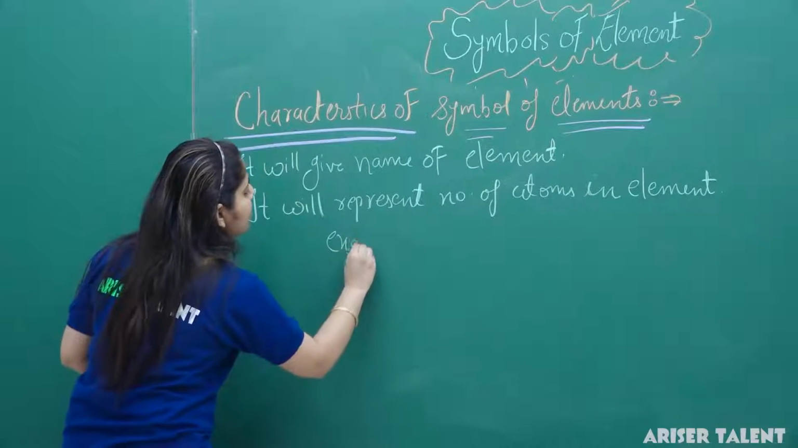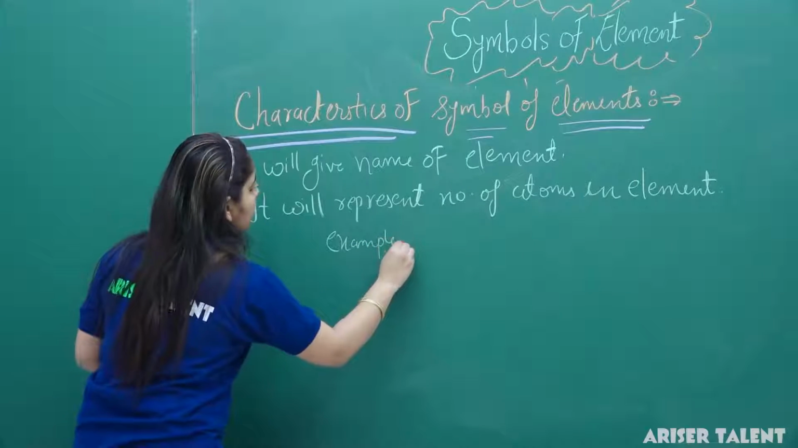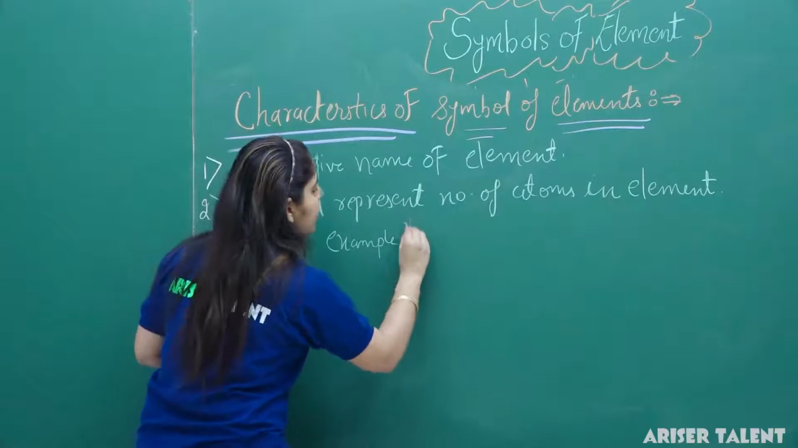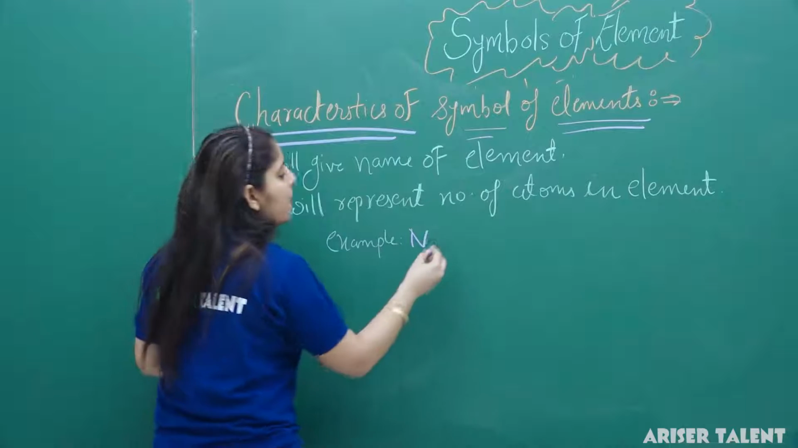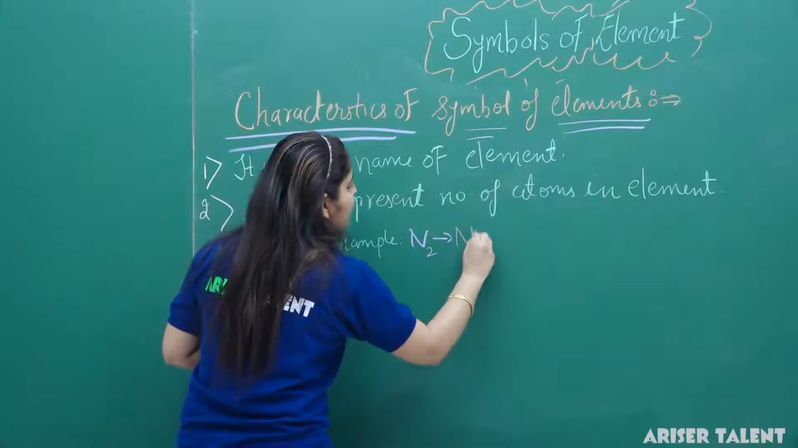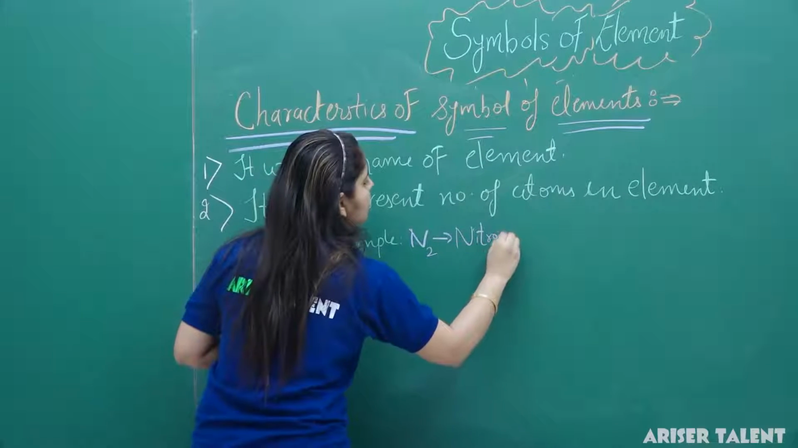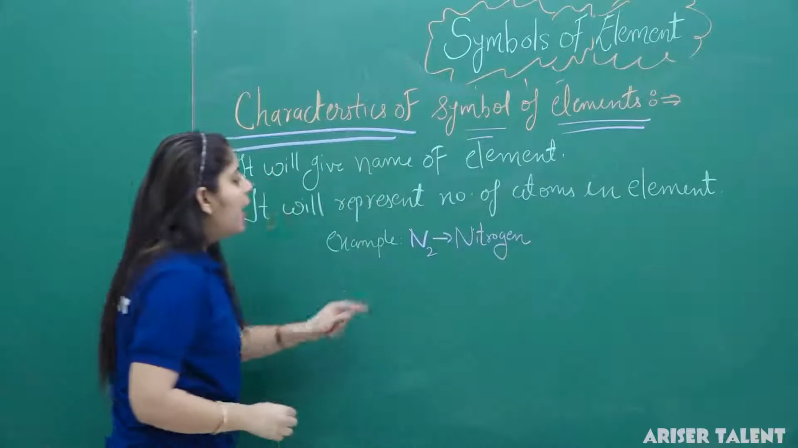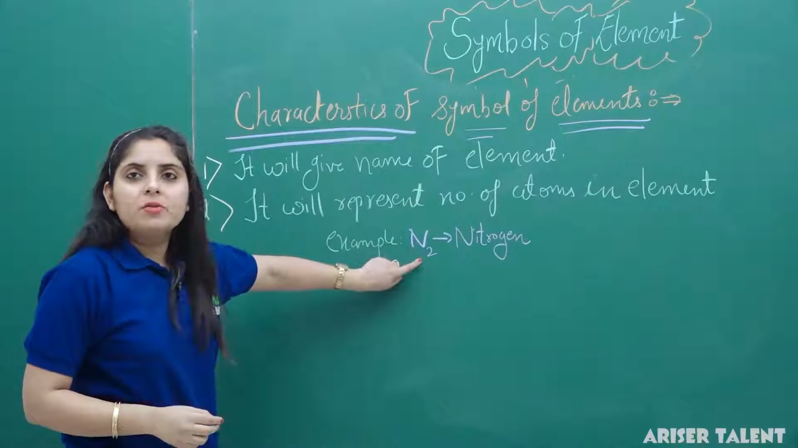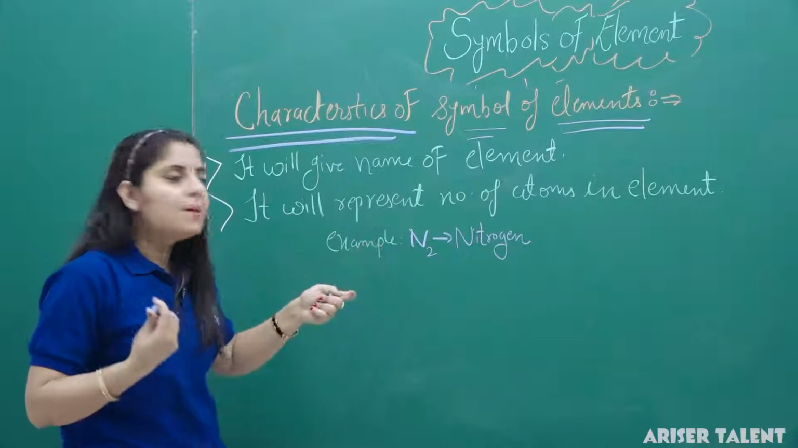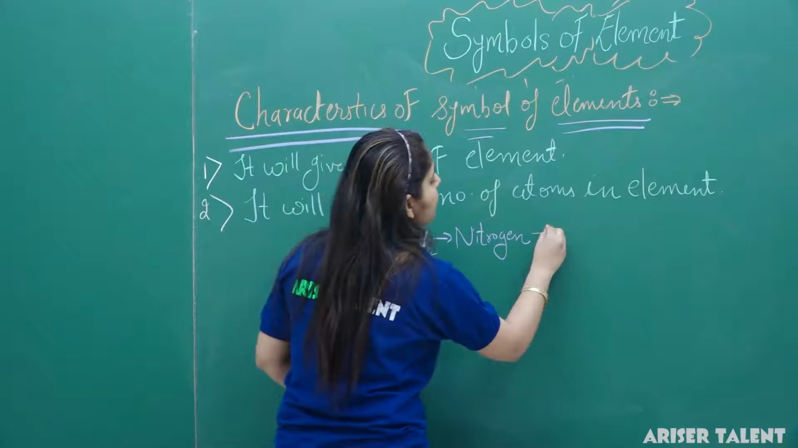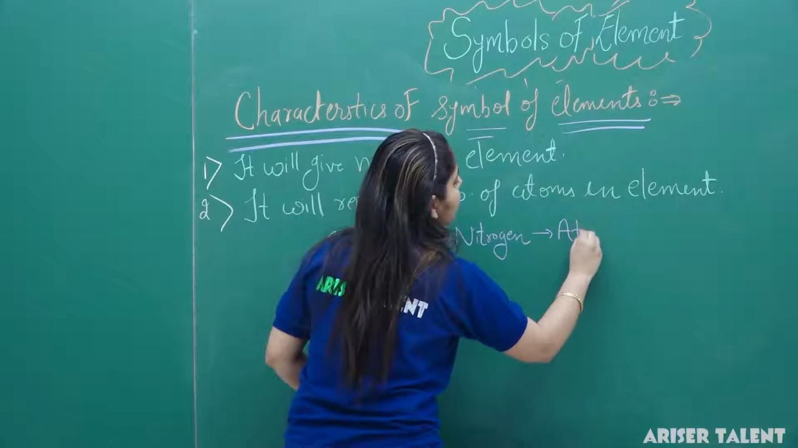Suppose I am writing here N2. From N2, it becomes easy to understand. Its name is nitrogen and it contains 2 atoms of nitrogen combined together by some bonding force. So the number of atoms will be 2.